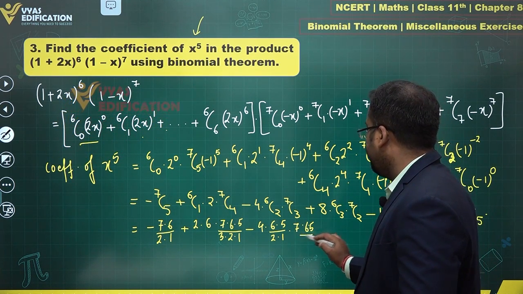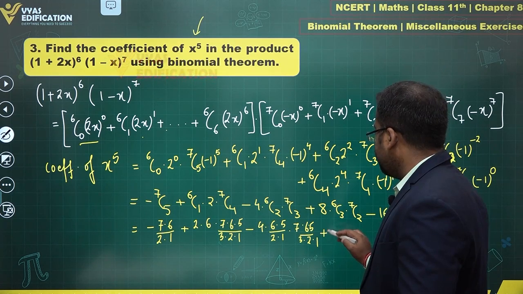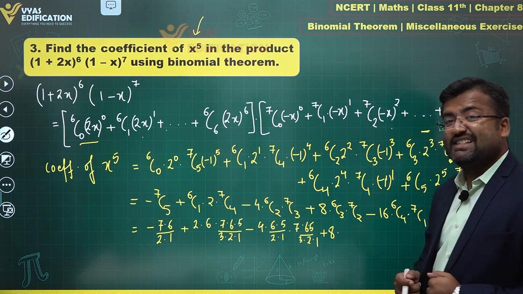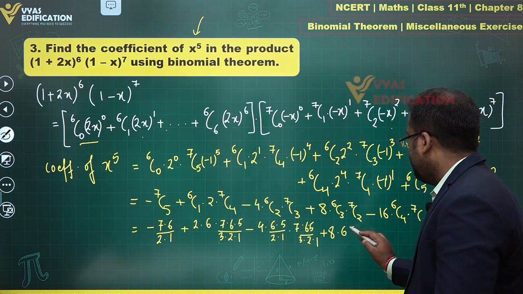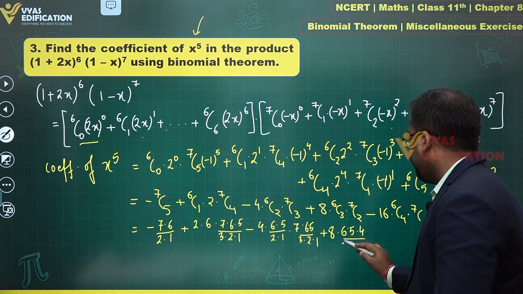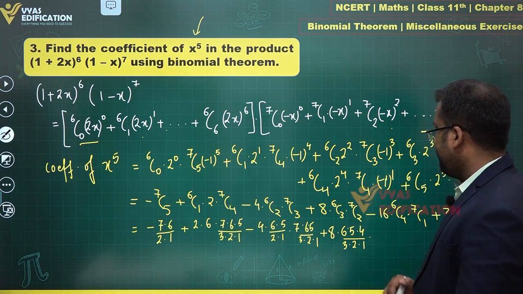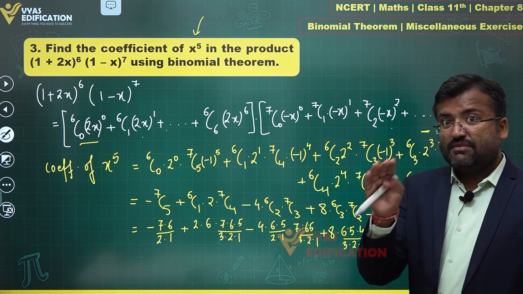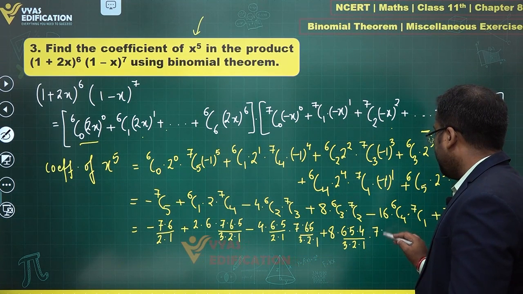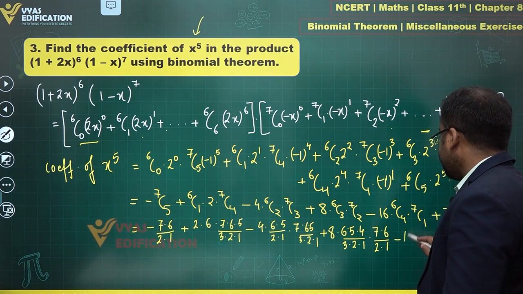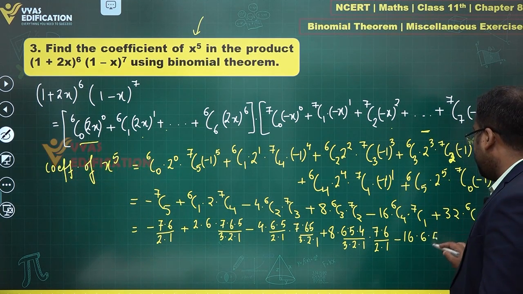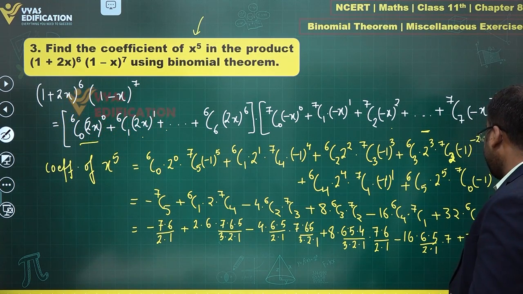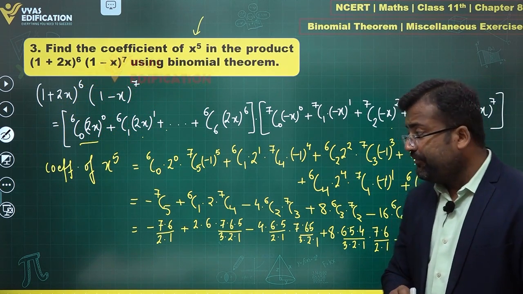7 6 5 over 3 2 1 plus 8 times, what is this? 6C3. 6C3 is 6 5 4 upon 3 2 1. Into, we have 7C2, which is 7 times 6 upon 2 times 1. Minus 16 times 6C4. 6C4 is same as 6C2, which is 6 times 5 over 2 times 1. 7C1 is 7. Plus this is 32. 6C5 is simply 6. That's what we have, right?